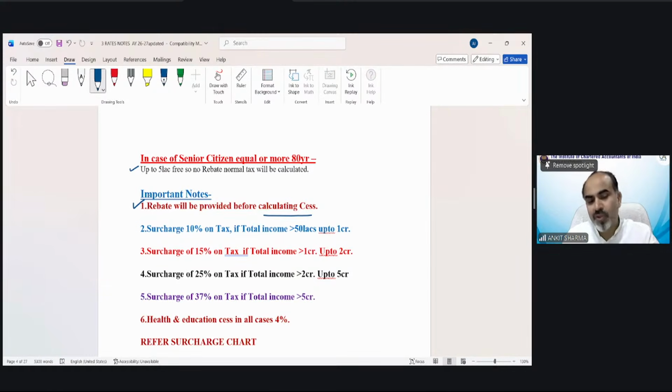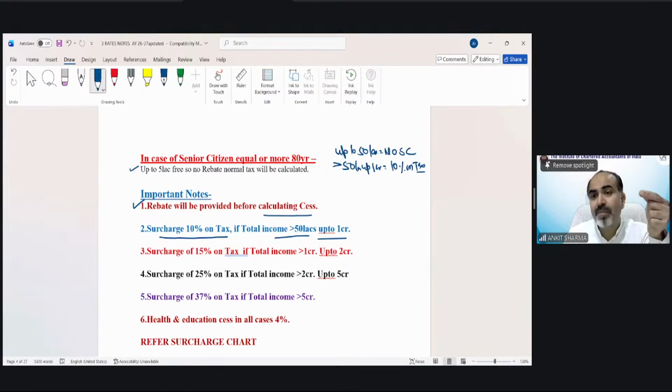and surcharge provision. Now surcharge is 10% on tax if your total income exceeds 50 lakh up to 1 crore. So if your total income is up to 50 lakh, no surcharge. If your total income exceeds 50 lakh up to 1 crore, the surcharge would be 10% on tax. So surcharge is not on income; it is on what your tax would be. I will give you an example.